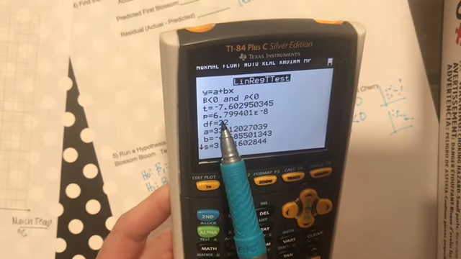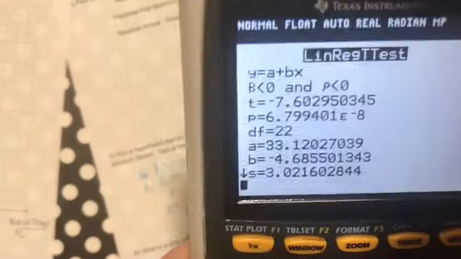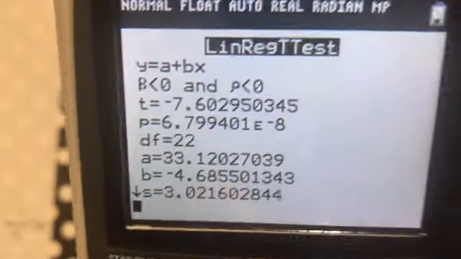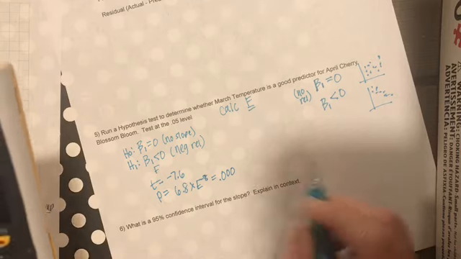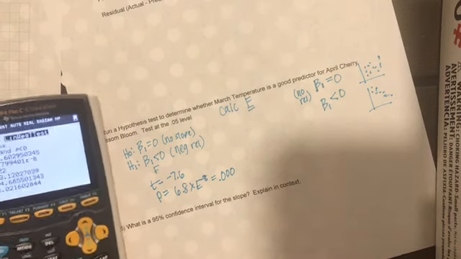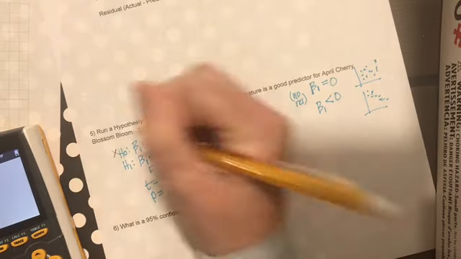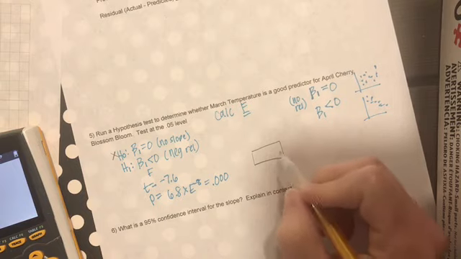Okay, here's our t value and here's our p value. Our t value is negative 7.6, and our p-value is really, really small. Look at the end of that, see the e negative 8? Our p-value is 6.8 times e negative 8, which really means 0.000 and so on. Does that make sense? So if p is small, what do we do? We reject the null.